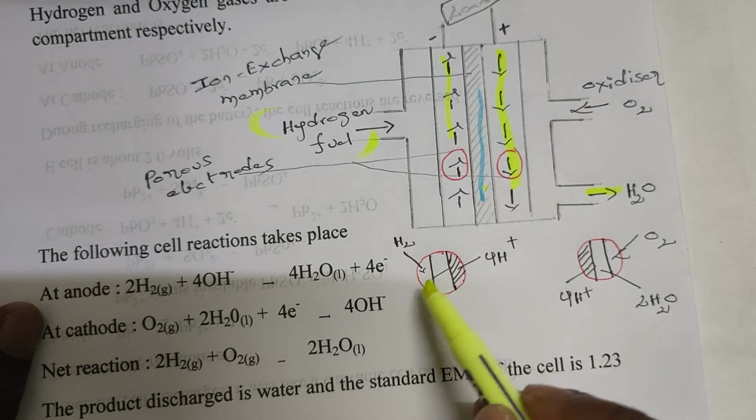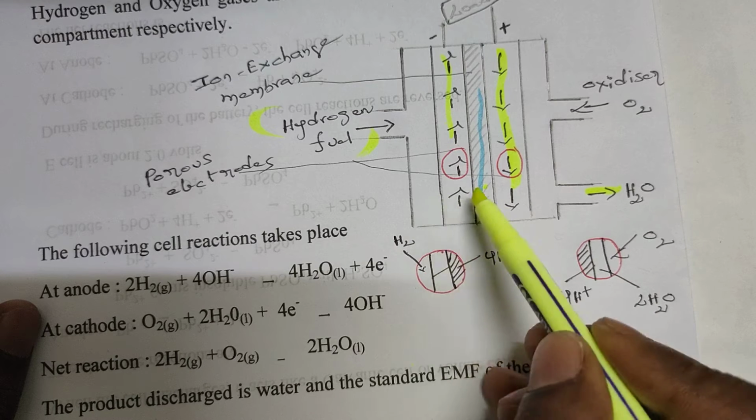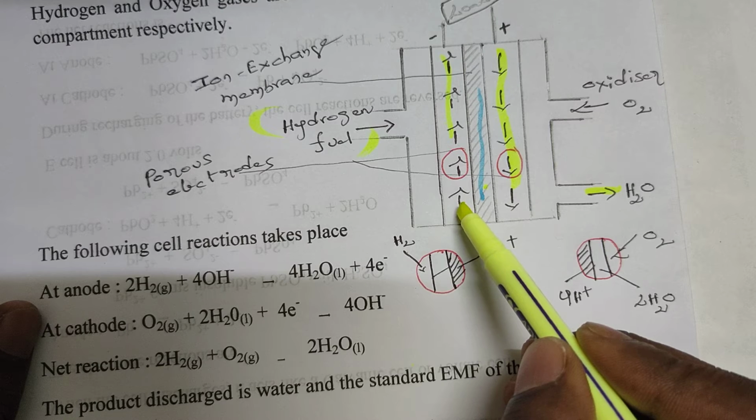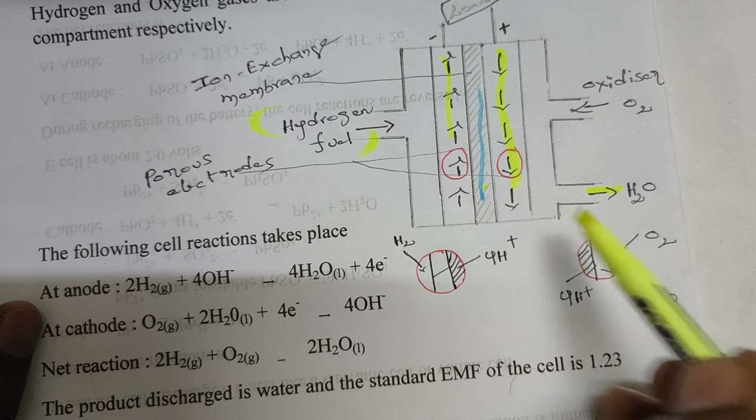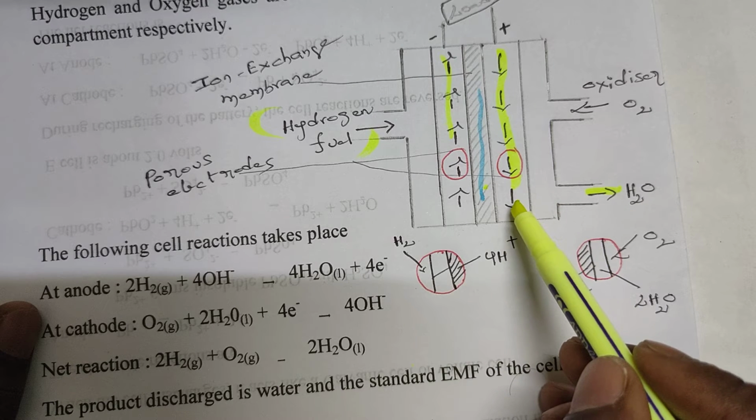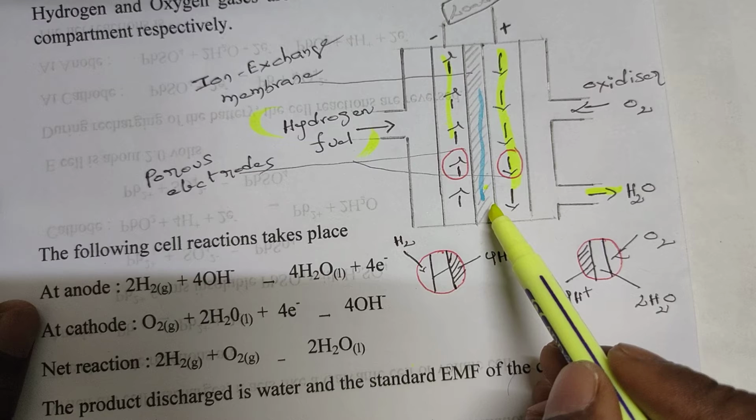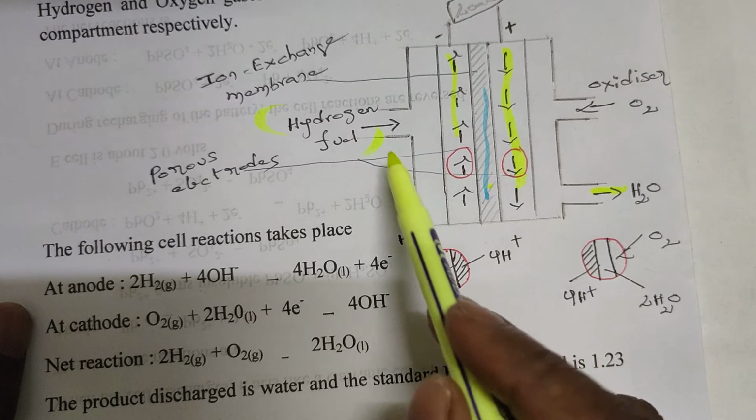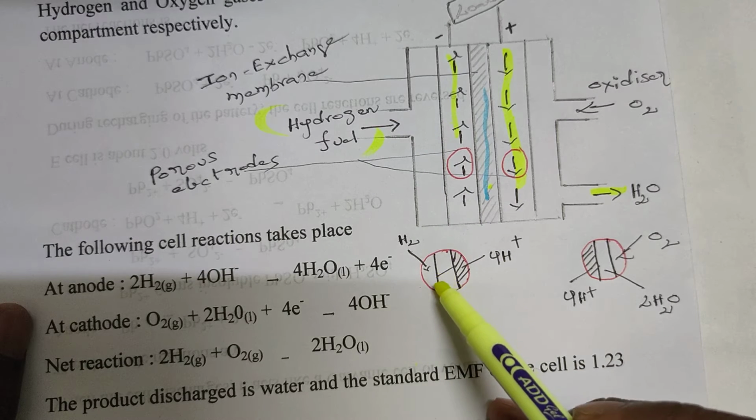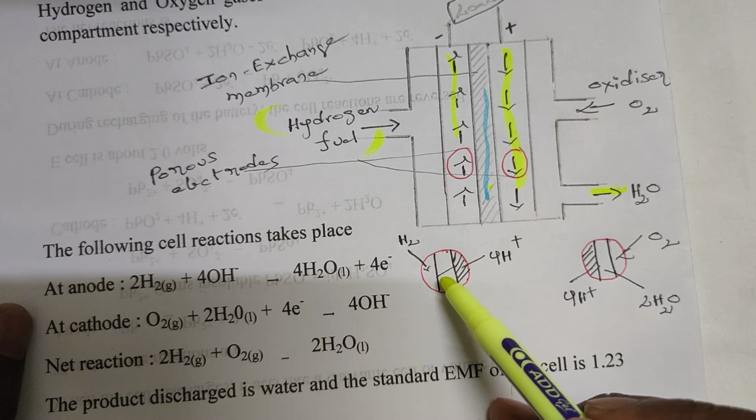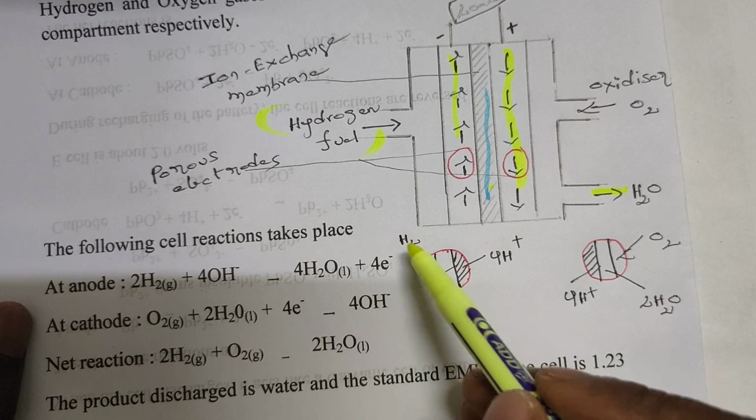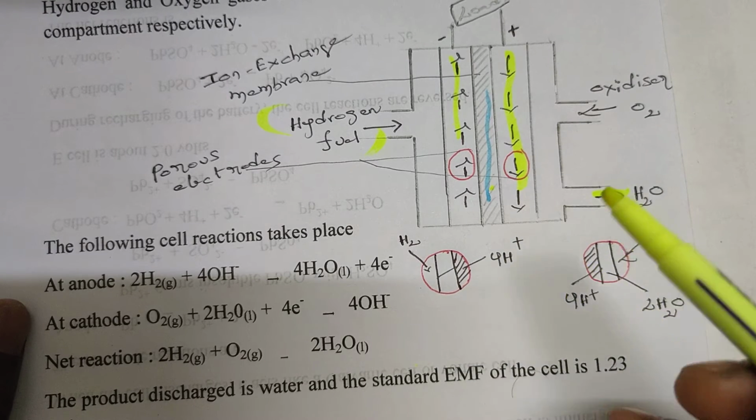See here, on the left hand side, it is the inlet for passing fuel, it is the porous electrode, it is the ion exchange membrane. On the right hand side, it is the inlet for passing oxidant, the porous electrode, and the ion exchange membrane. From the left hand side inlet we should pass hydrogen gas. Through the porous electrode it is converted into hydrogen ions. If you pass 2 moles of hydrogen, it is converted into 4H+ ions.